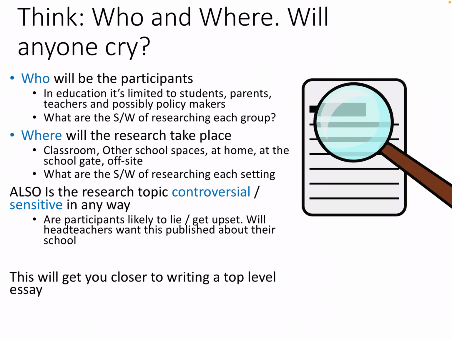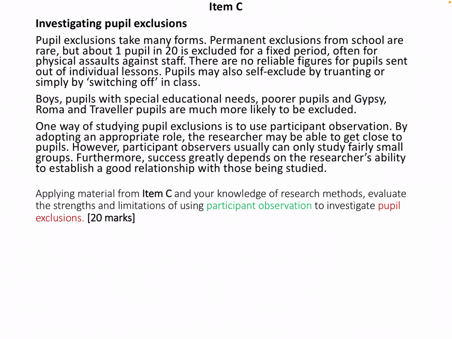So all of these things that you can get down will get you closer to writing a top-level essay for methods in context. So here is an example of a methods in context question. I think this is 2018's one. I always find it useful to read the question first, and then the item. So it says here, applying material from item C and your knowledge of research methods, evaluate the strengths and limitations of using participant observation to investigate pupil exclusions.